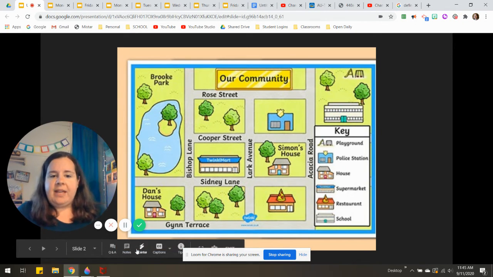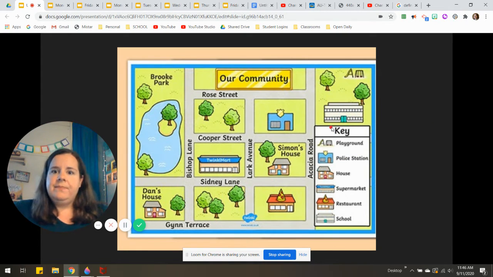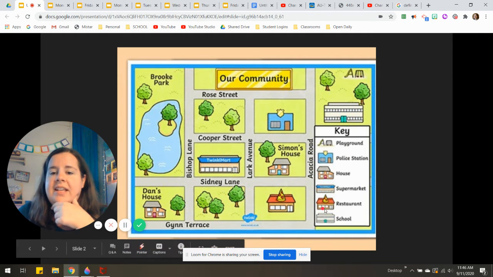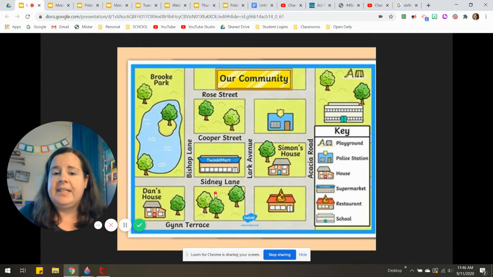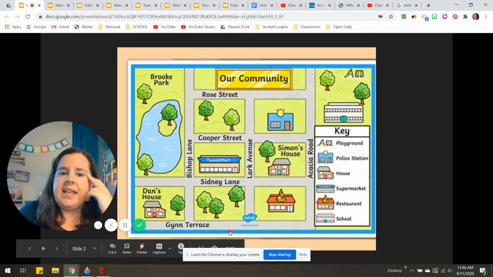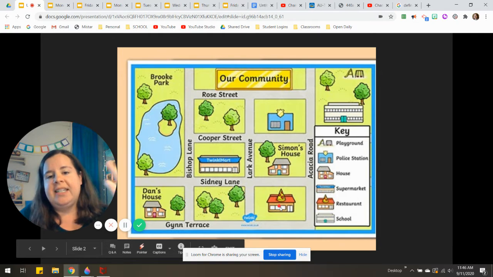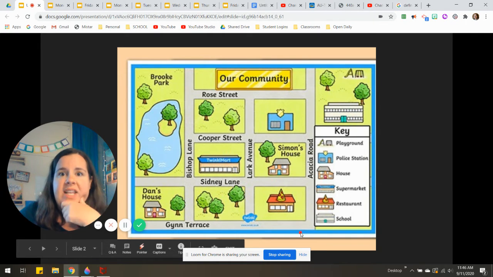One thing that maps have in common is that they have a key that tells what the different symbols on the map mean. So for this one, there's a picture here. And then the word tells what it is. That's how I know that this symbol right here with the pizza on it means restaurant. And when I find the restaurant on the map, this is where it's located. This map also has roads that are gray and trees and houses and other buildings. The roads are labeled with their names so that if I need to know how to get from the grocery store to the restaurant, I can follow the street names to know how to get there.